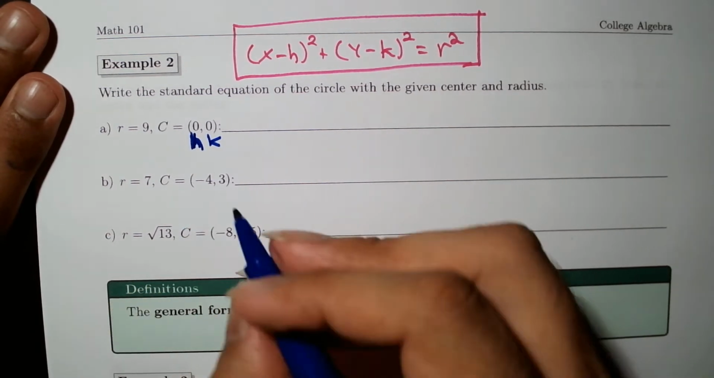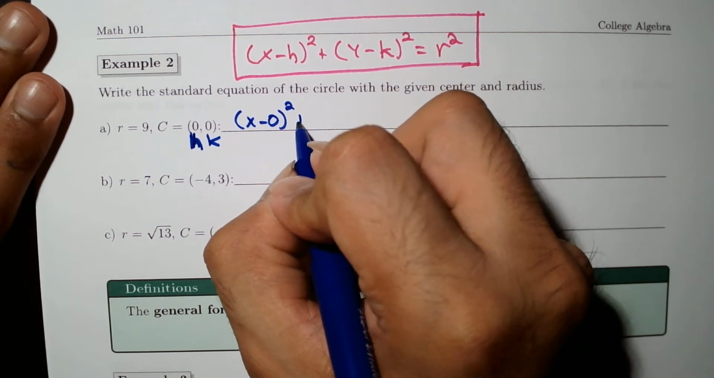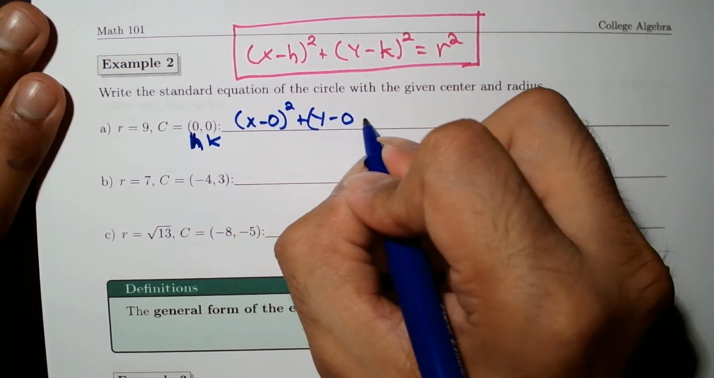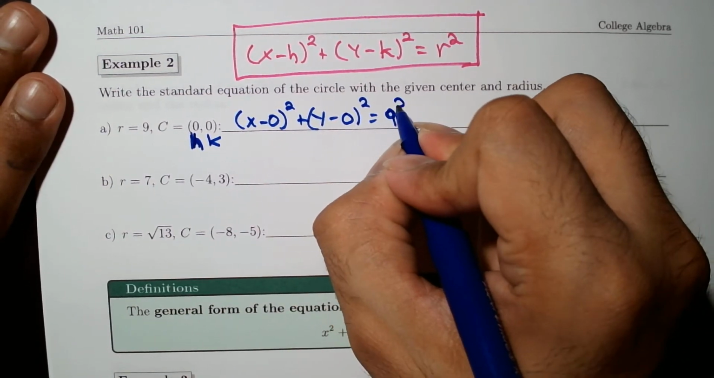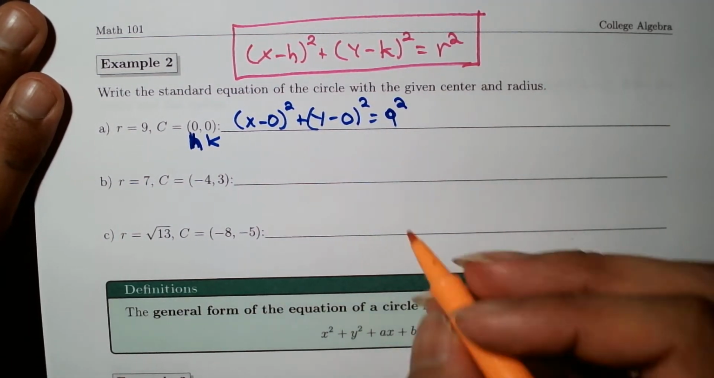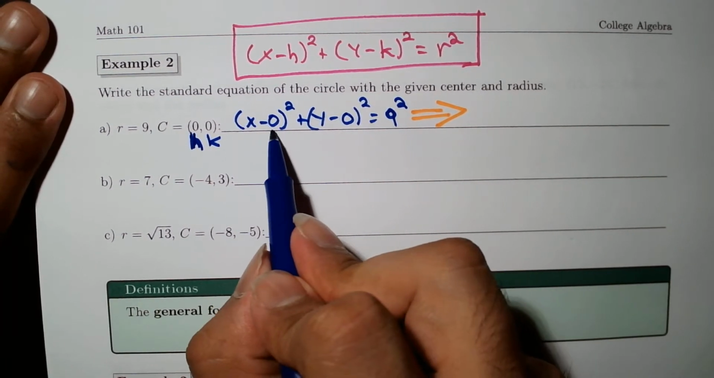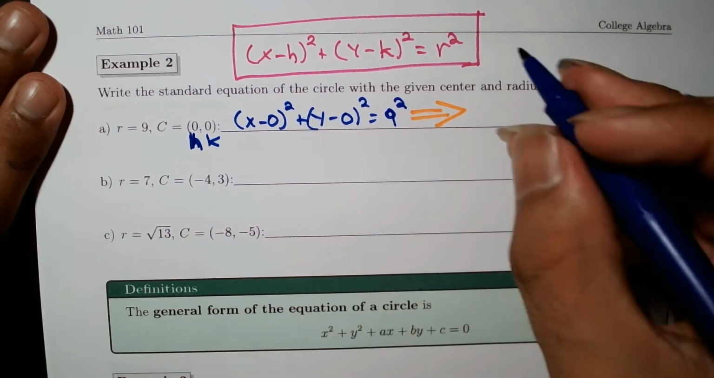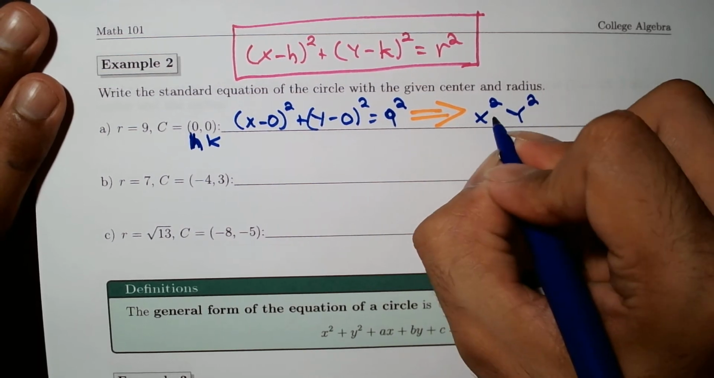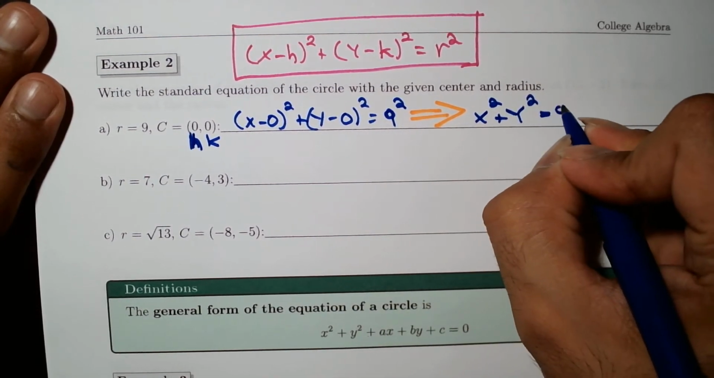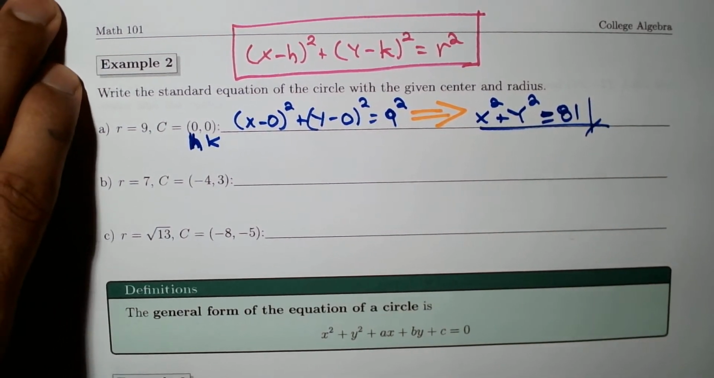Alright, so we are going to write the equation whose center (h, k) is (0, 0), that is (x - 0)² + (y - 0)² = r². In this case, r is 9. We're not done yet. We are going to finish writing the equation. x - 0 is simply x, quantity squared, that is going to be x², same with the y, and 9² equals 81. And that's the final answer for this equation.